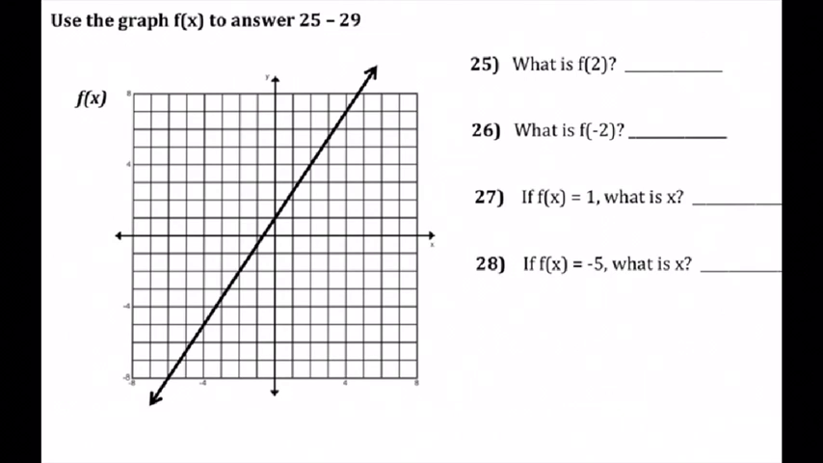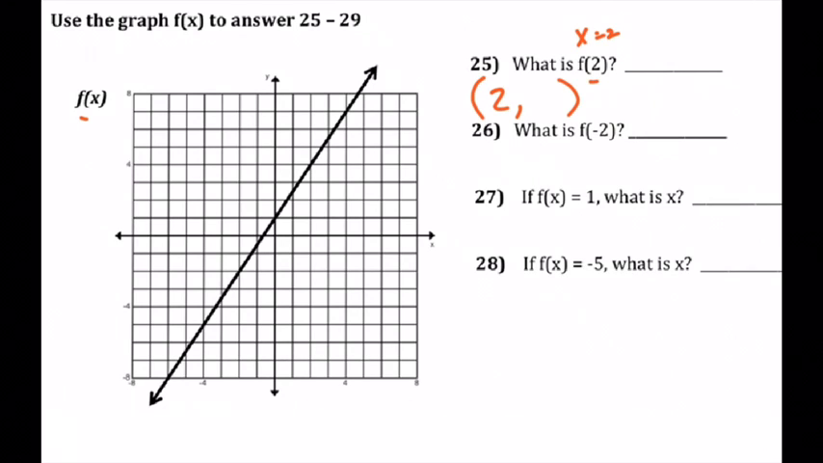So we need to stop and think about, what am I saying here when I say what is f of 2? I'm saying f of x versus f of 2. That means that x is equal to 2, because 2 is in the place where x is supposed to be. And so what that means is my ordered pair is going to be 2, something, because 2 is the x value.